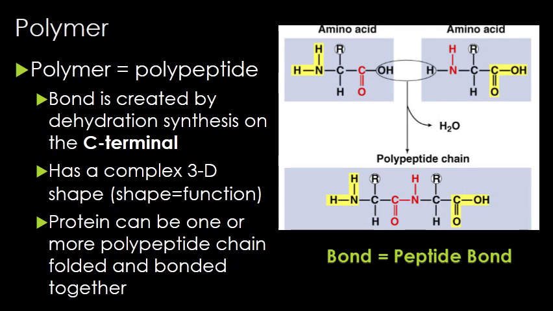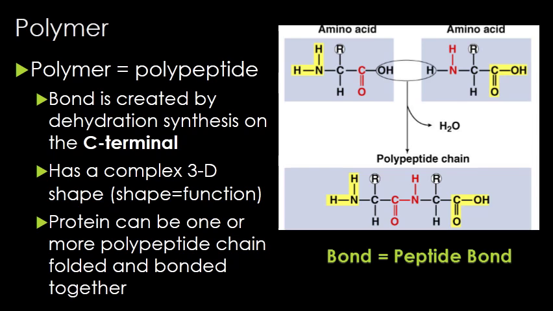When you want to make a polymer of protein, you need to make a polypeptide, and you do that by taking amino acids and joining them together with a peptide bond. That bond will always be created on the C terminal. That means that proteins have directionality. You have the N terminal and the C terminal. That free OH group from the carboxyl at the end is the only place you can add new amino acids.